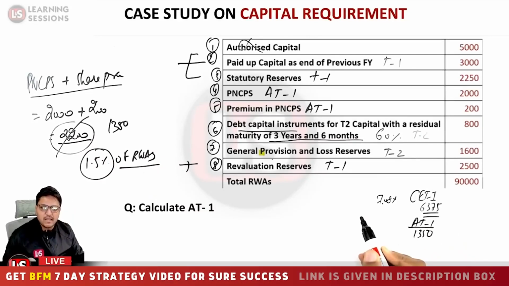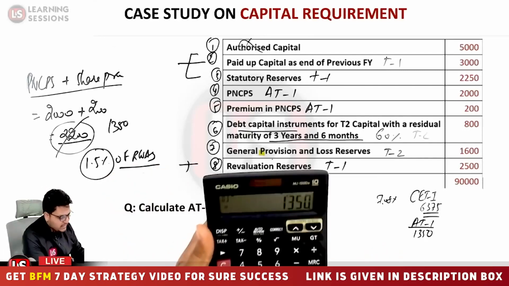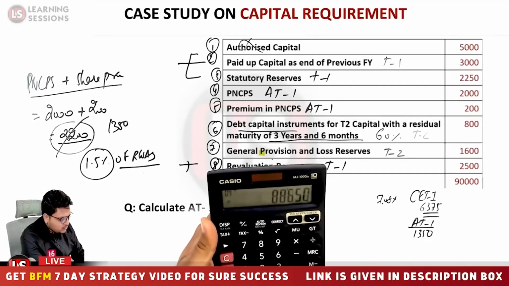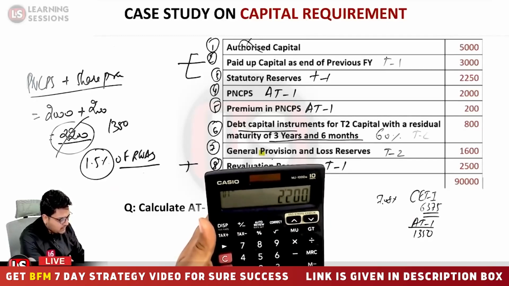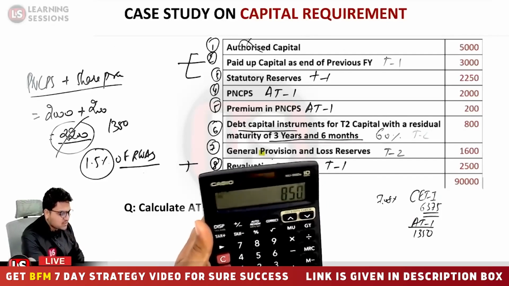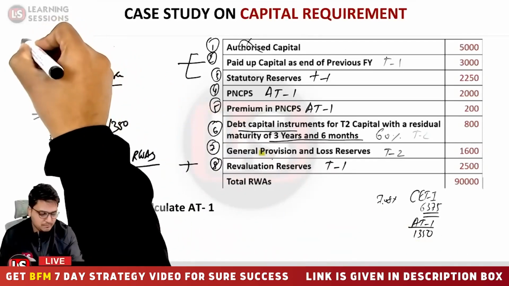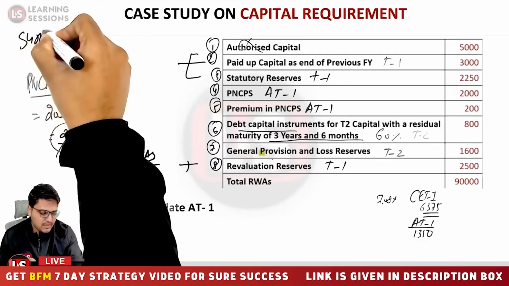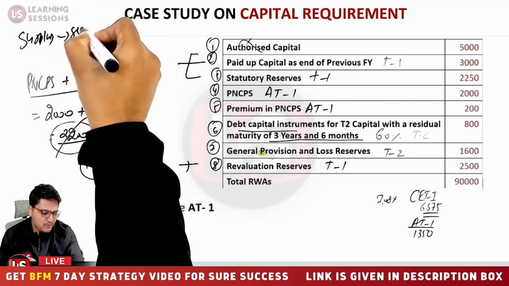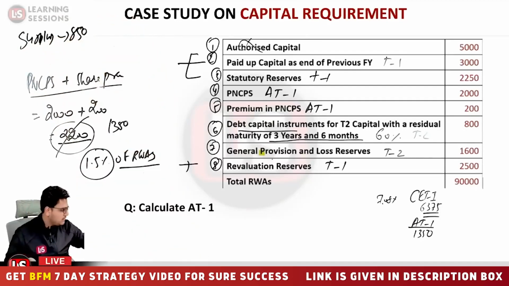And what is the surplus we are getting? Because we have 2200 as the total components of it. So it is 2200 minus 1350. So this is a surplus which is available, and that will form a part of the tier 2 capital. I'm writing over here, that is a surplus of 850, which can be part of the tier 2 capital.